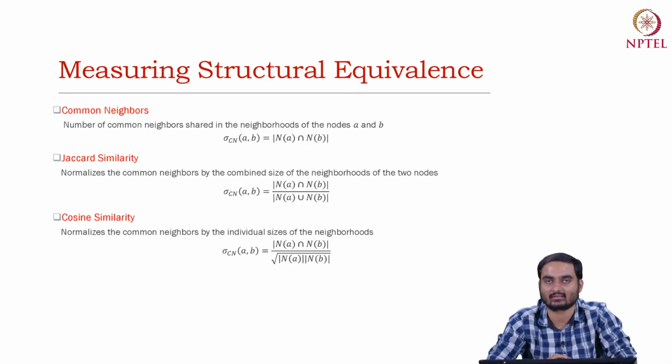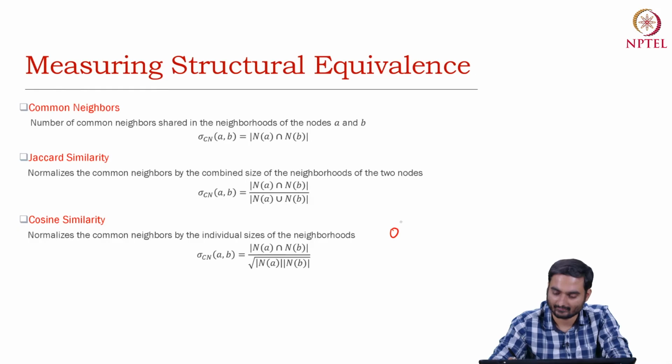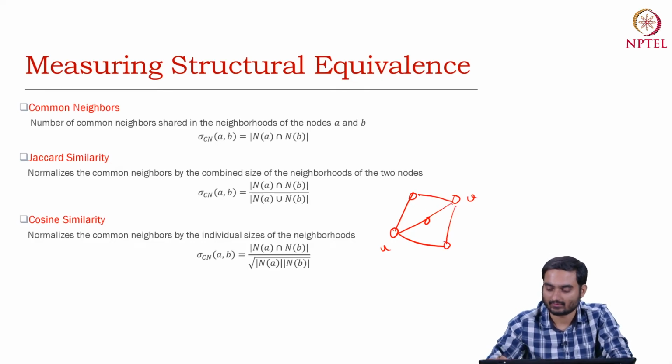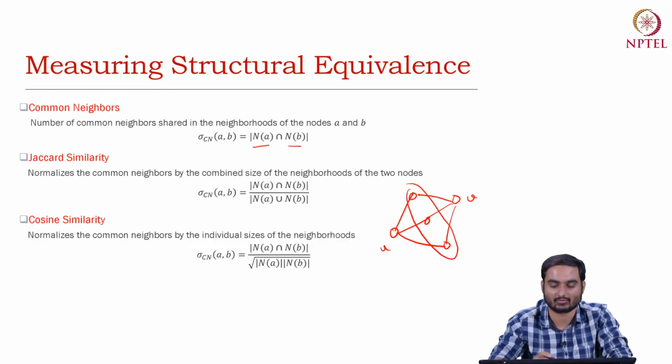There is something called structural equivalence. Structural equivalence basically says whether 2 nodes are equivalent in terms of their neighbors. Let's say you have U and V, right? So if U and V have all common neighbors, then U and V are equivalent, right? So how do we do that? We take the neighborhood intersection of A and B. So NA is the neighbors of A, NB is the neighbors of B, you take the intersection, right?